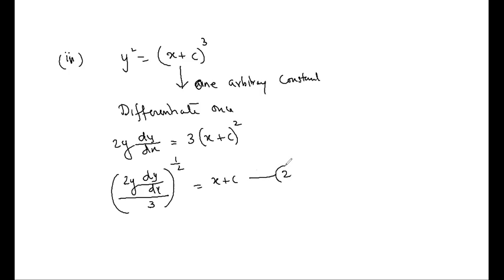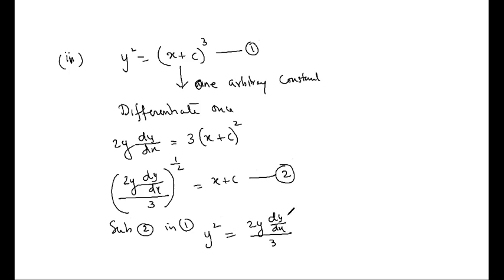Now this I can replace in this. So substituting 2 in 1, what will I get? y square is equal to 2y dy by dx upon 3 raised to 3 by 2. Any doubt? Instead of this x plus c, what did I write? This whole thing, that's how 3 by 2 has come. Now we are not supposed to keep any radical power. So what should I do next step? Square both the sides.